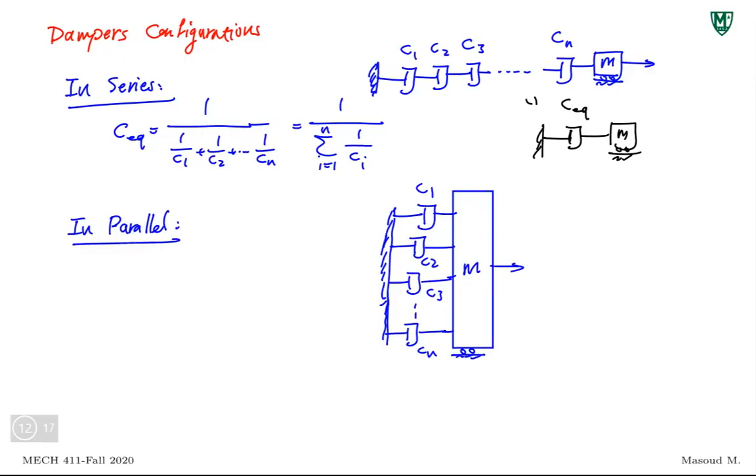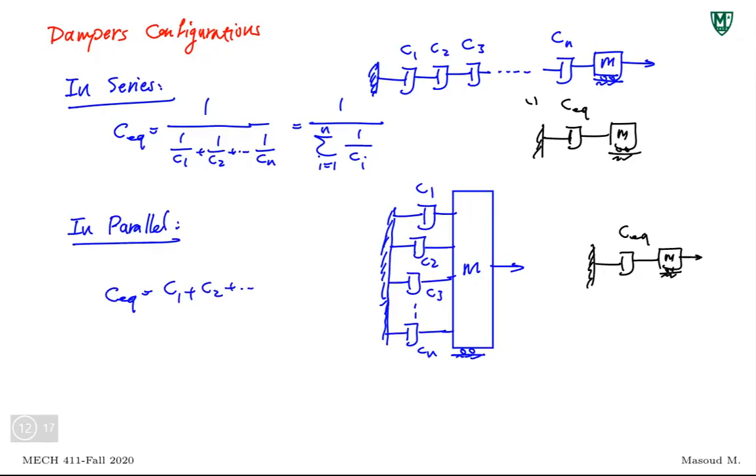Now, all these dampers, if you think about the free body diagram of this mass, the forces C1 x dot, C2 x dot, C3 x dot, all these forces are trying to take the mass back to its equilibrium point, to the left, if it's moving to the right. So they have the same velocity. So the equivalent of this is a system like this, and this is C equivalent. The value of that is pretty much just summing up the dampers.